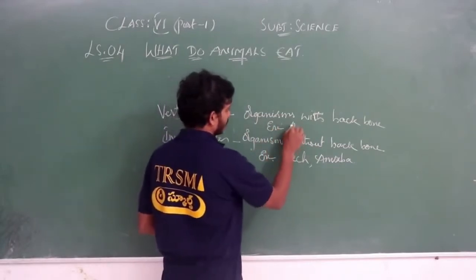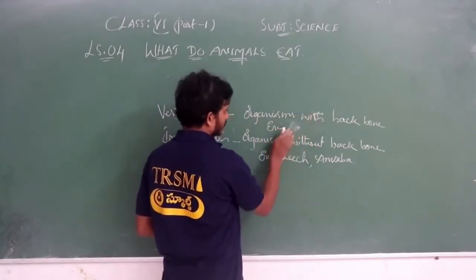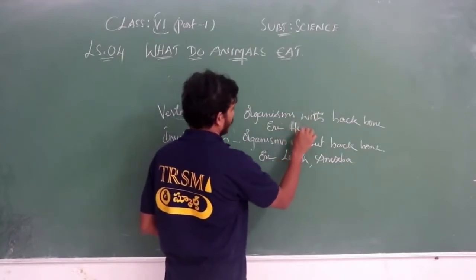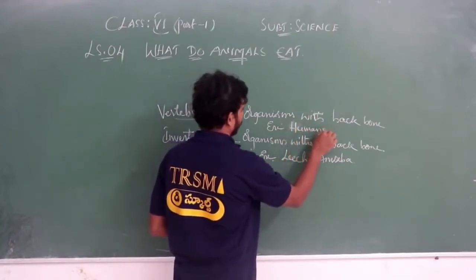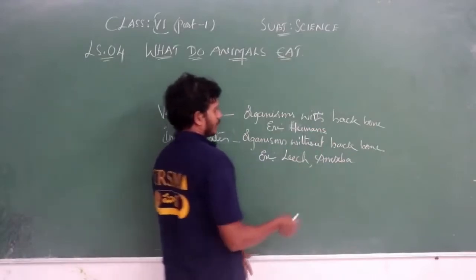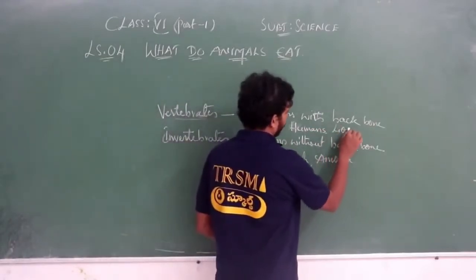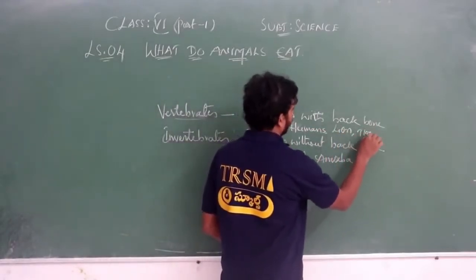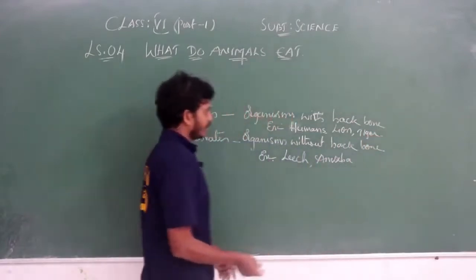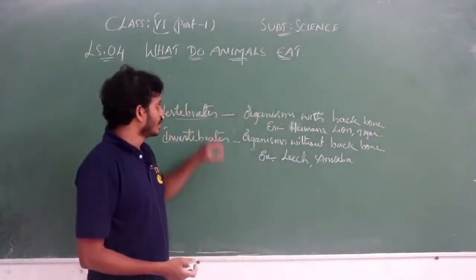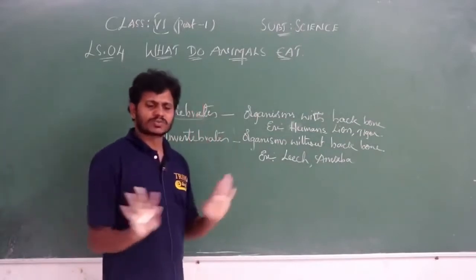Animals, humans. Simply we can write it as humans. We come under vertebrates only. And also this lion, tiger, all of this comes under vertebrates. Which are the organisms? Understand this well. It's very easy.